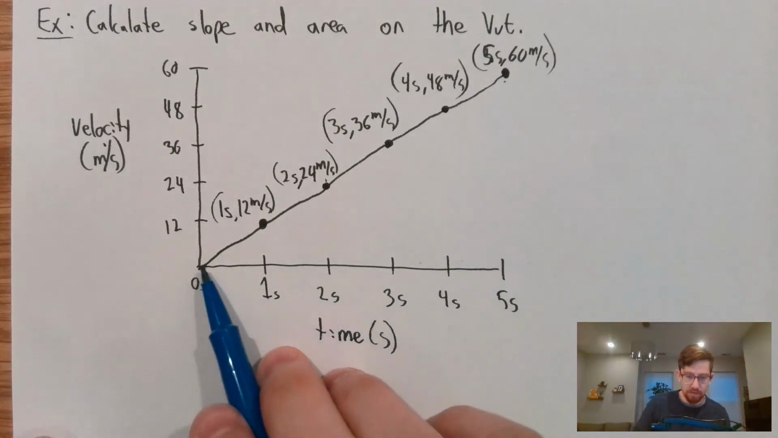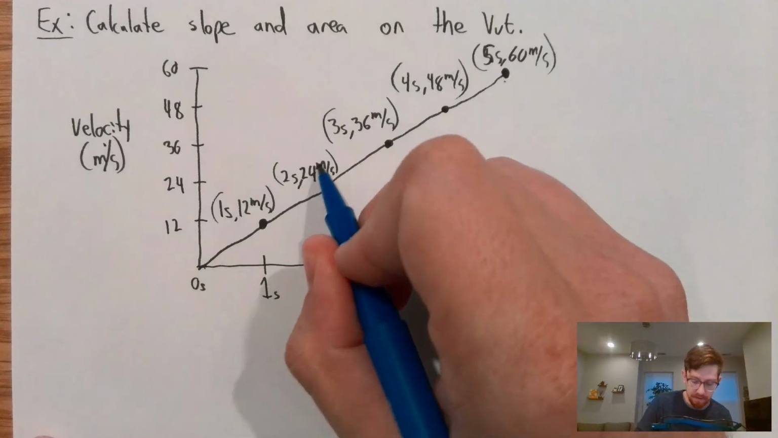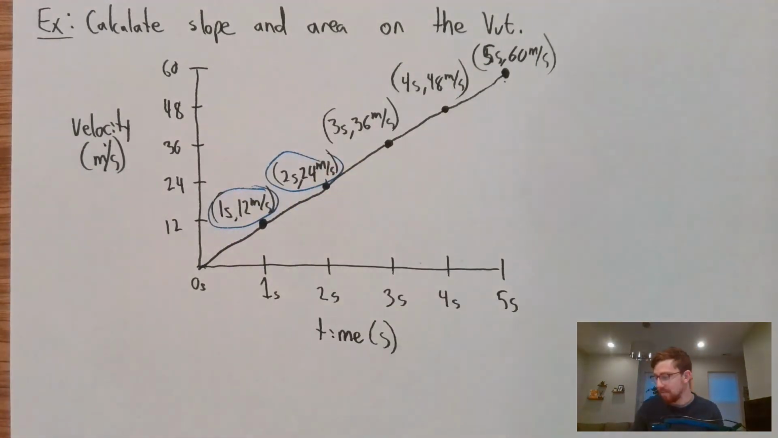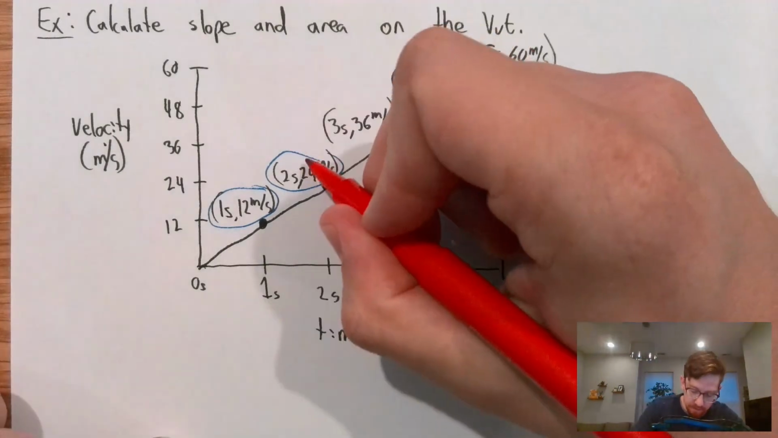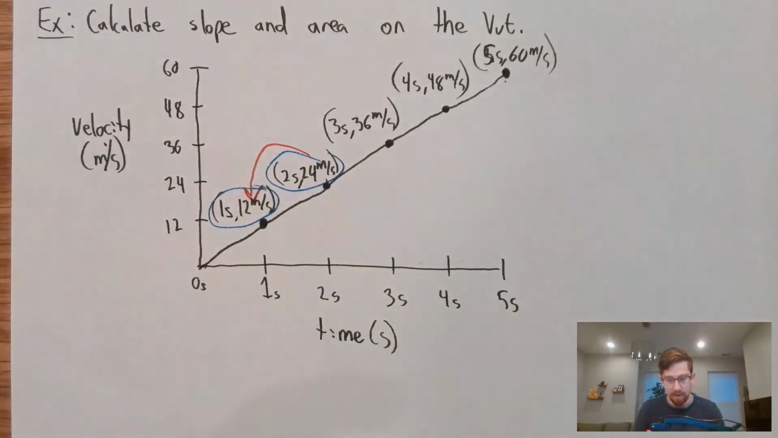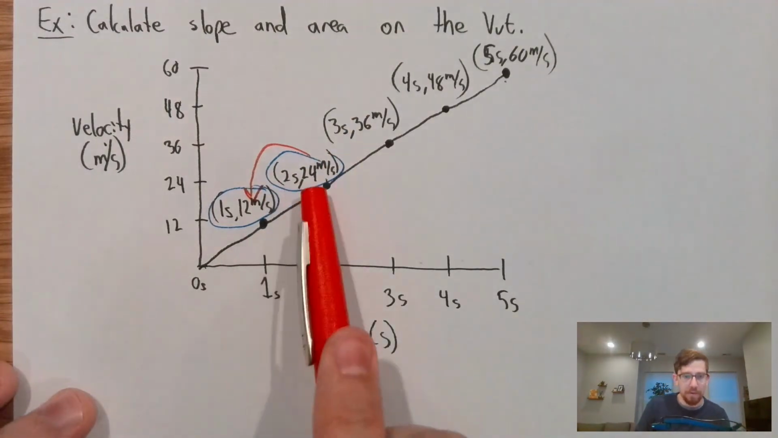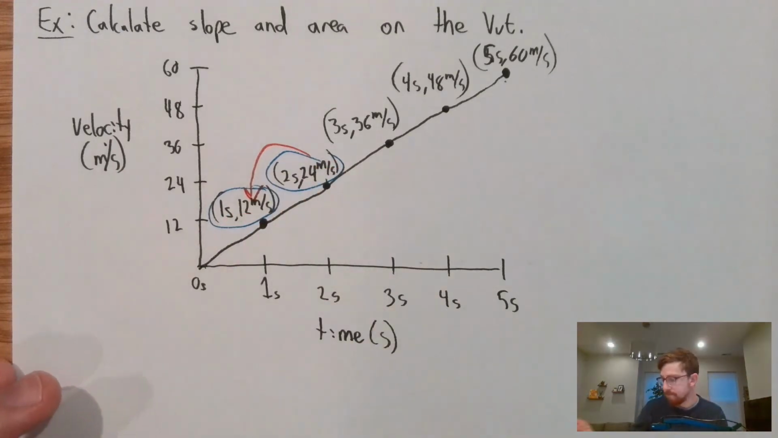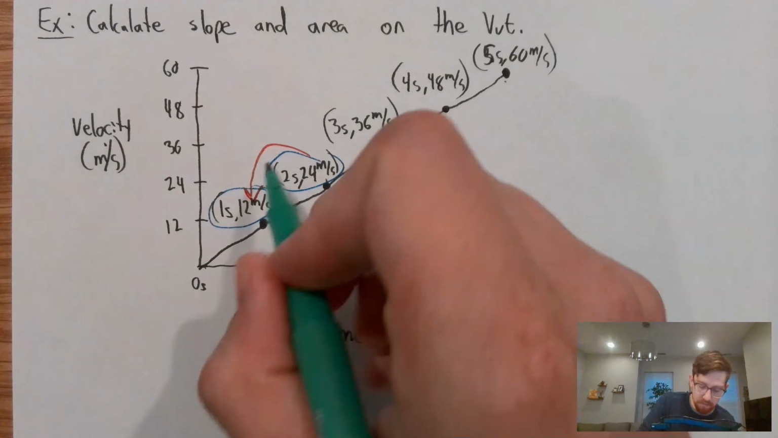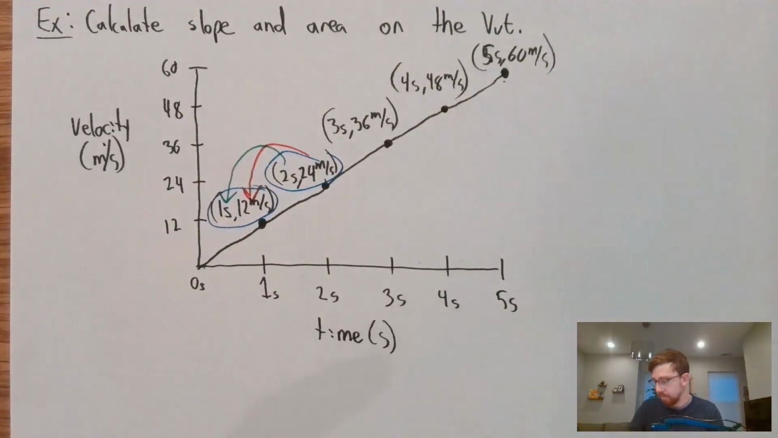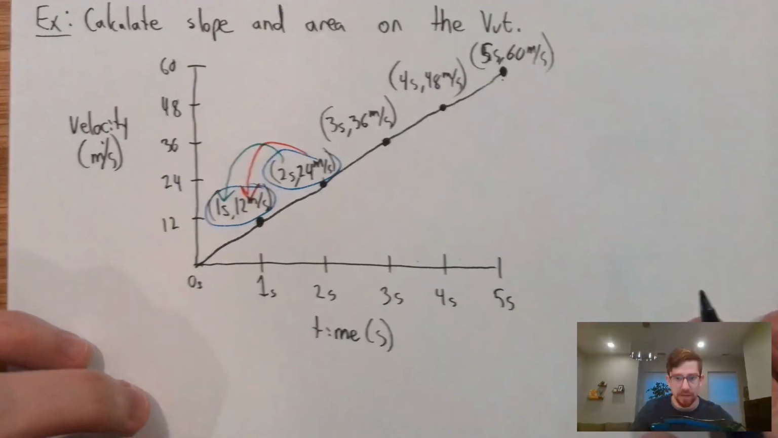You could use 0, 0, but I want to show that you can't always use 0, 0, so I don't want to give people the idea that it'll always work. But go ahead and use it if you prefer, if you know what I'm talking about. So y2 minus y1 will be 24 minus 12. x2 minus x1 will be 2 minus 1. We're going to include our units again.